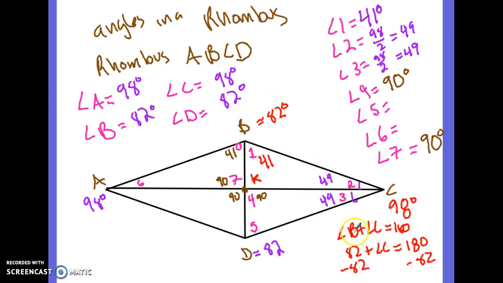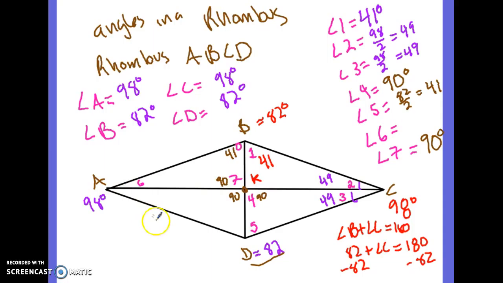What about the measure of angle 5? Same as 2 and 3? Not the same as 2 and 3. Not angle 5. Angle 5? That'll be 41. It's also going to be 41 because it's 82 divided by 2. We're splitting this big angle, all of angle D, into 2 equal pieces. It's 41.